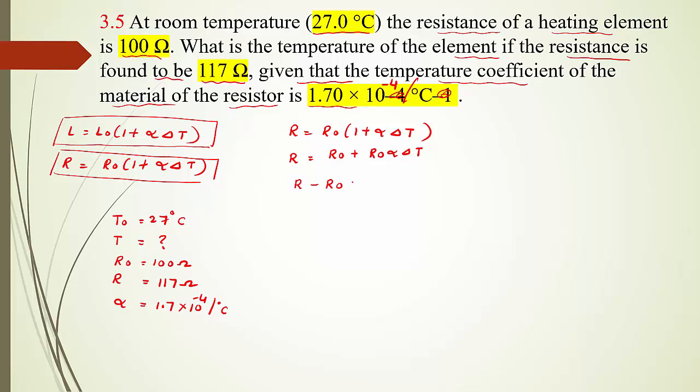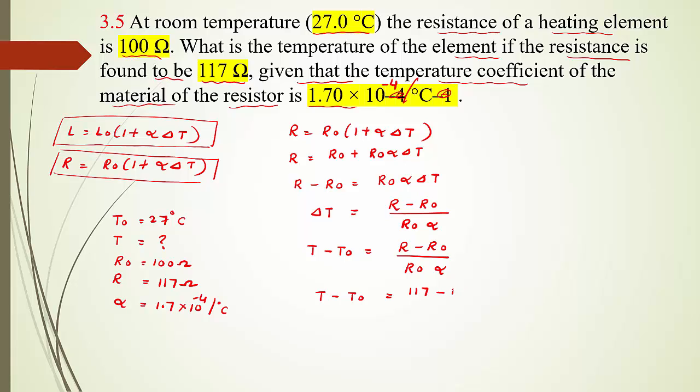R minus R naught equal to R naught alpha delta T. We want delta T here. So delta T is equal to R minus R naught divided by R naught alpha. Delta T is a change in temperature, so we can write T minus T naught is equal to R minus R naught divided by R naught alpha. So T minus T naught keep as it is, which is equal to, substitute the values. R value is 117 ohm minus R naught is 100 ohm divided by R naught is 100 into alpha value is 1.7 into 10 raised to minus 4.